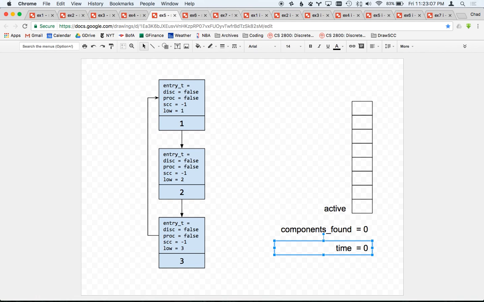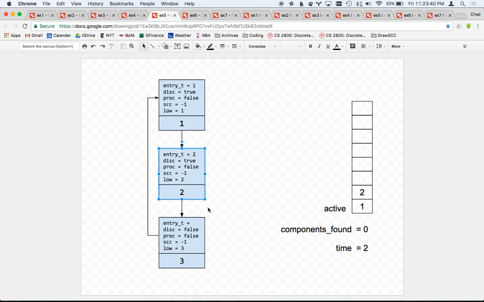So we set our time marker equal to 1. Entry time for vertex 1 is 1. Discovered equals true for vertex 1. And we push vertex 1 onto the active stack. We explore its edges, starting with this one. It's only out edge, which takes us to undiscovered vertex 2. We are going to increment our time marker by 1. Entry time for vertex 2 is 2. Discovered for vertex 2 is true. We have now seen this vertex. And we push vertex 2 onto the active stack.